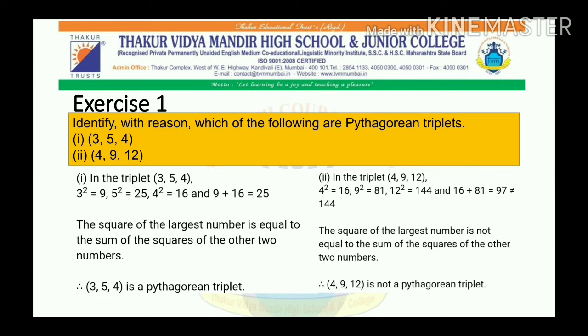Now coming to the second part of the first question, that is the triplet 4, 9, 12. 4 square is 16, 9 square is 81, 12 square is 144. The squares of the two smaller numbers, 4 square and 9 square, add up to how much? 97. Yes, which is not equal to the square of the largest side, 144. No, it's not equal. Therefore, the square of the largest number is not equal to the sum of the squares of the other two numbers. Therefore, these are not a Pythagorean triplet.